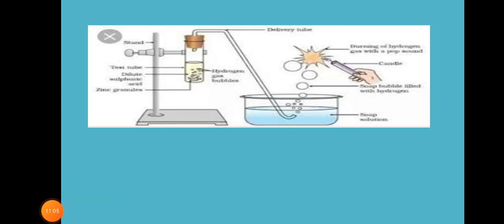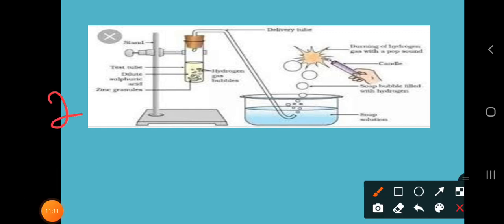Dear students, this diagram is very important for a 2 marks question. The question can be asked in this manner: to show the formation of hydrogen gas when the metal is reacting with acid. Okay, so you have to show this diagram.